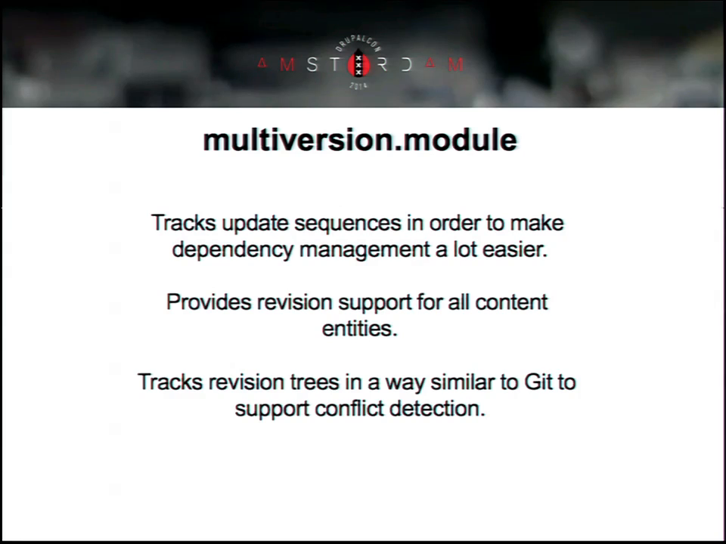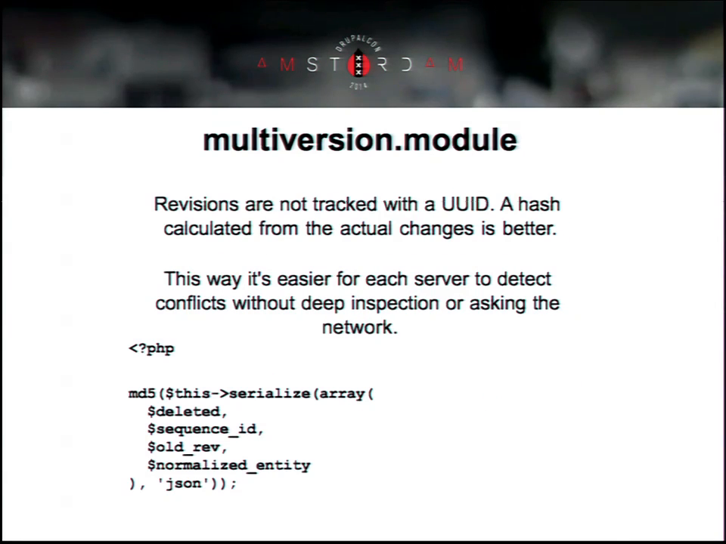So that's the main purpose of the multi-version module. We extend, as I said, the revision model in Entity API. Revisions are not tracked with a universally unique ID. The revisions are actually calculated. It's a hash calculated from the actual changes.